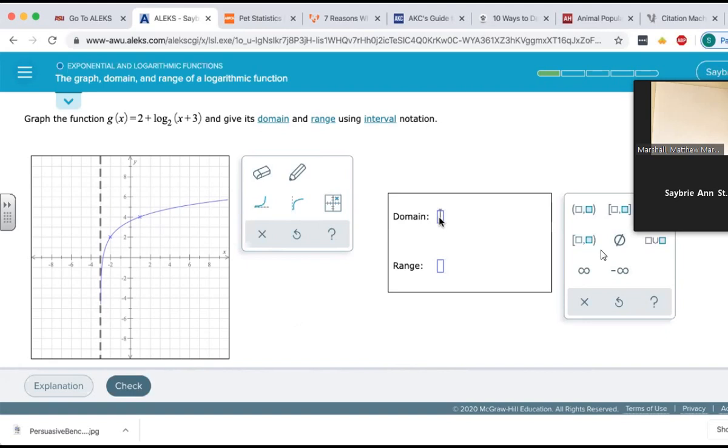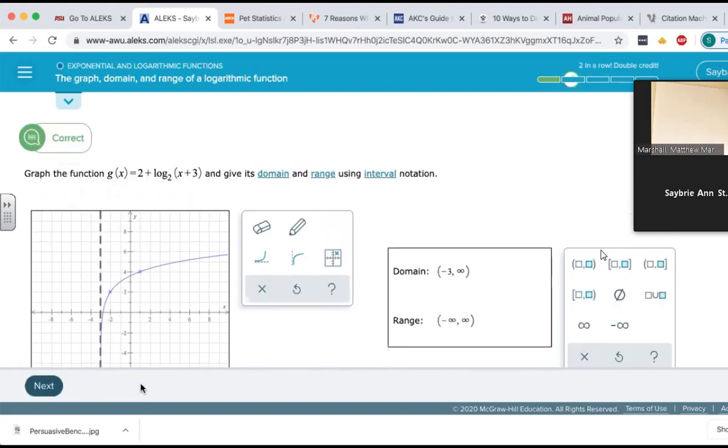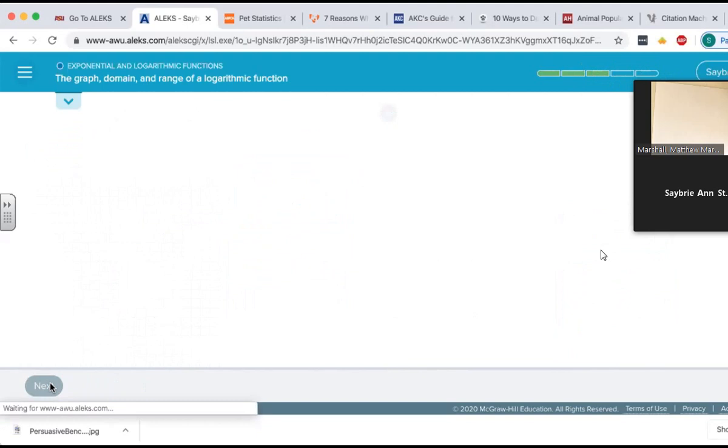Then your domain, you see it? Yep. Because it's going straight down forever, and then that curve is going up forever, technically. Yep. And it's rounded because of that dotted line there. Rounded bracket. That's it. Go forward, not backwards. There we go. Just got one more of those. Hey, they dock you if you get them wrong, that's for sure.